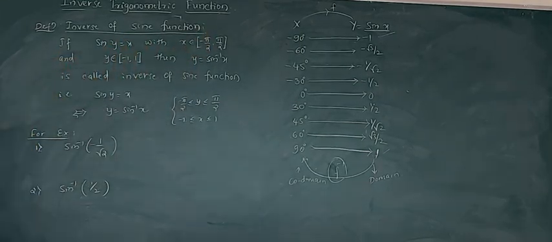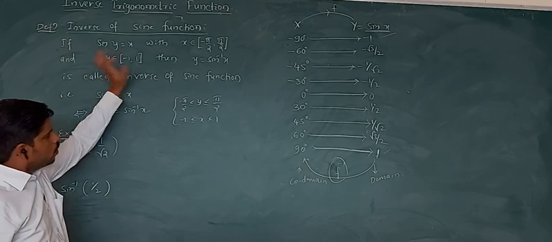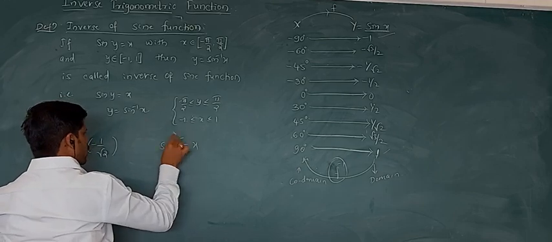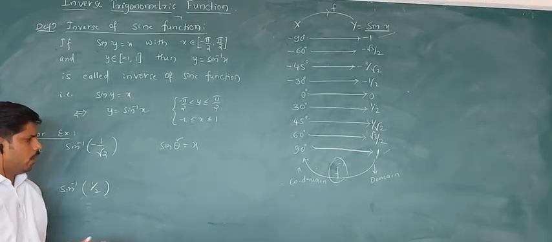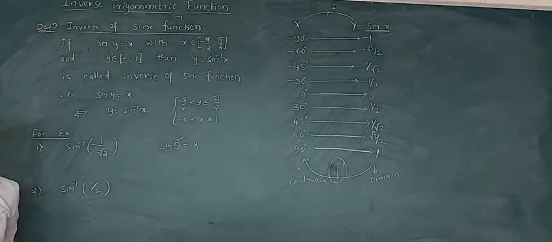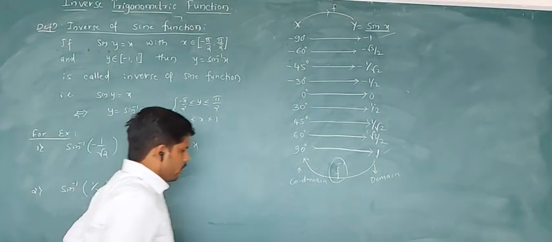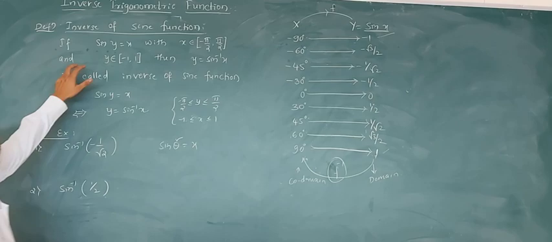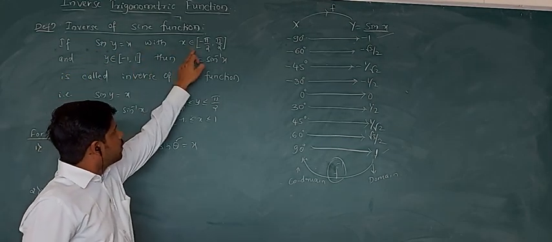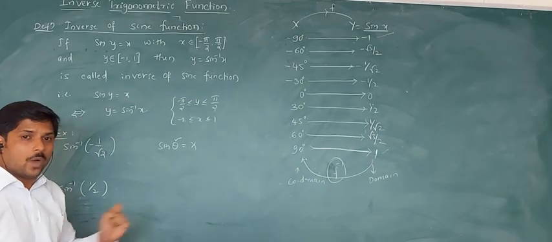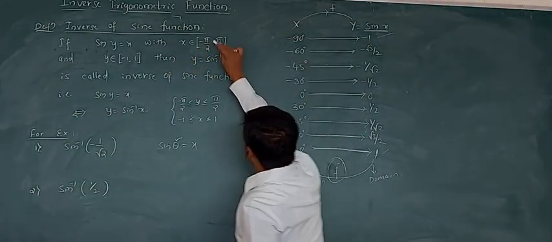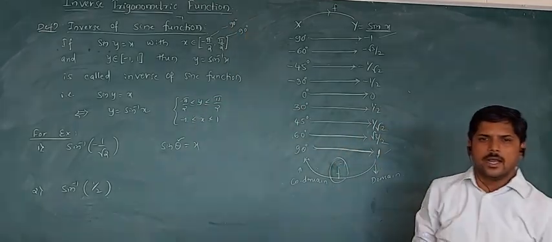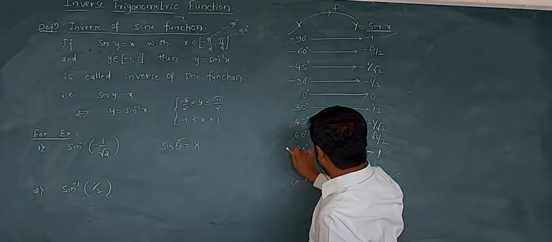The inverse of the sine function is defined as: if sine y equals x, or that can also be written as sine theta equals x, whatever the angle, theta or y. Here I am considering sine y equal to x, because in the previous examples also we defined a function in terms of y. Now I will continue in the same pattern, that is, sine y equal to x with x belonging to minus pi by 2 to pi by 2. Why is it minus pi by 2 to pi by 2? Minus pi by 2 is nothing but minus 90 degree, and pi by 2 is 90 degree.